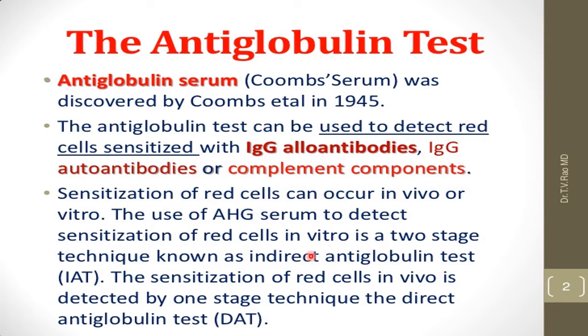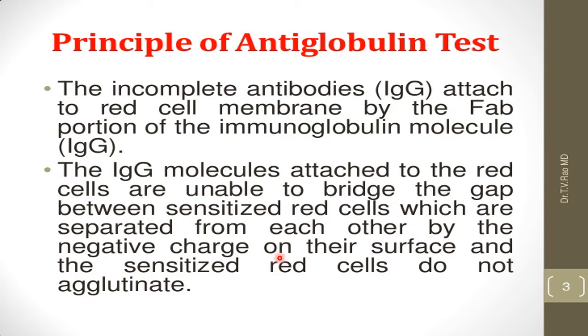The use of anti-human globulin serum to detect sensitization of red cells in vitro is a two-stage technique known as the indirect globulin test, and the sensitized red cells in vivo are detected by a one-stage technique, called the direct antiglobulin test. Coming to the principle of the test, it detects incomplete antibodies or complement-binding antibodies either in vitro or in vivo.